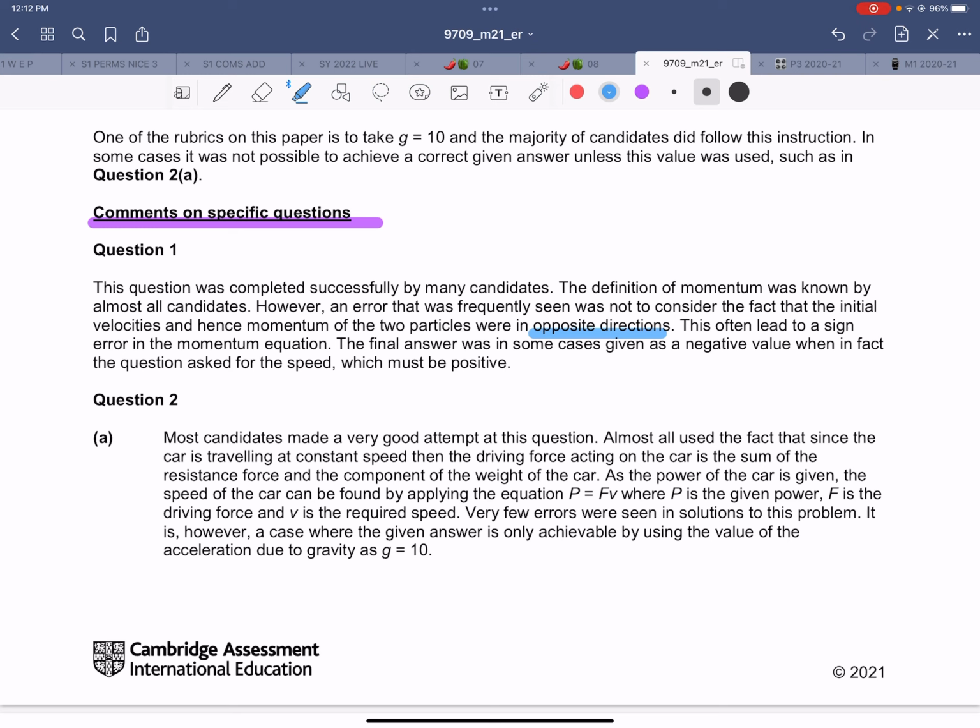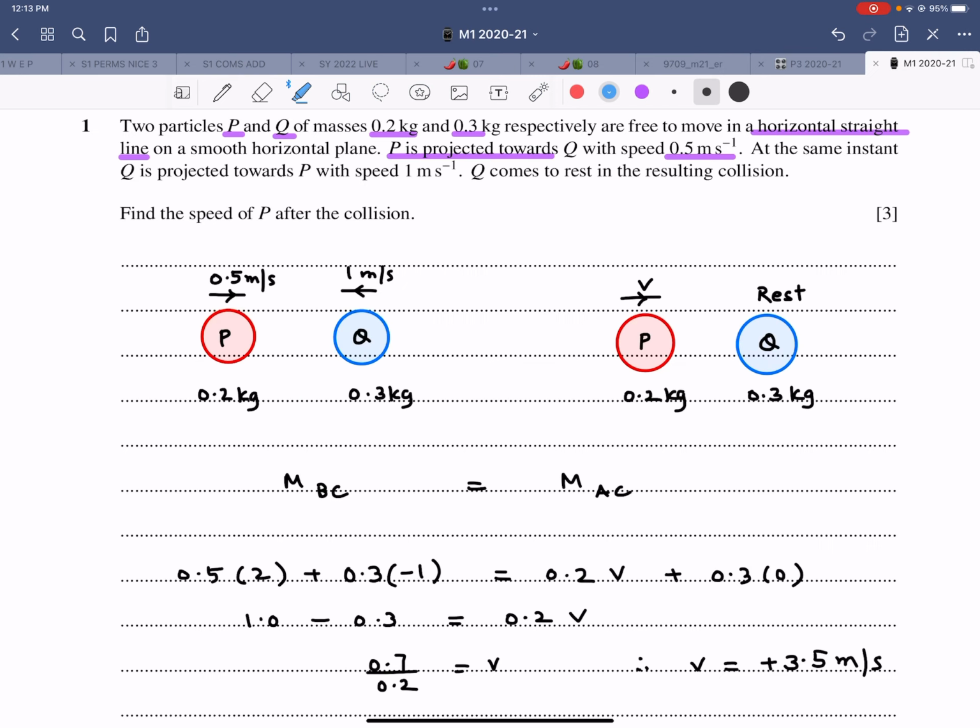Naturally, it would. The final answer was in some cases given as a negative value when in fact the question asked for the speed, which must be positive. That is the second good thing. Maybe my answer came out to be negative. I'll ignore the minus sign and simply state the speed. If the examiner were to ask the direction, then I would mention that direction. So that was question number 1.